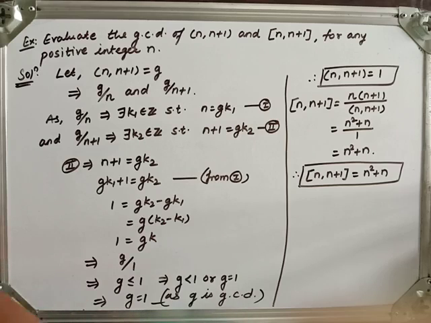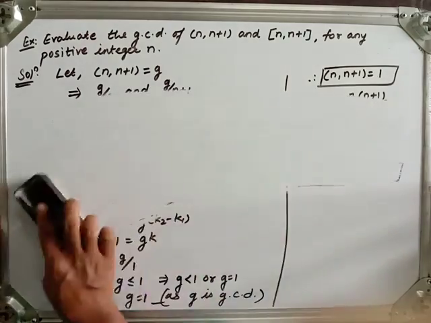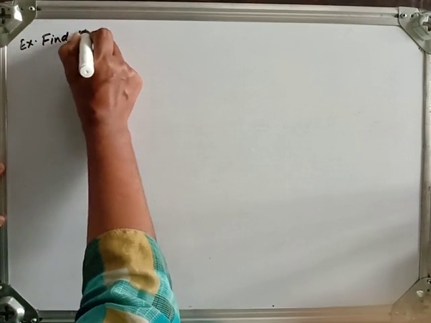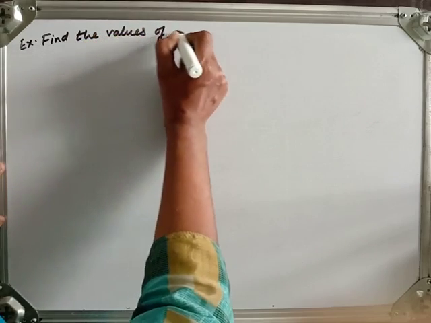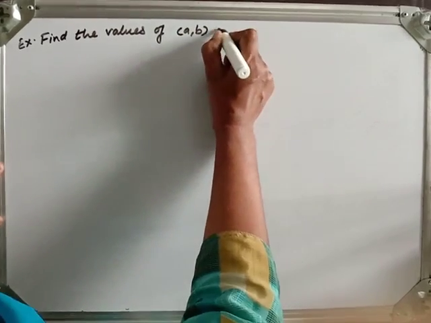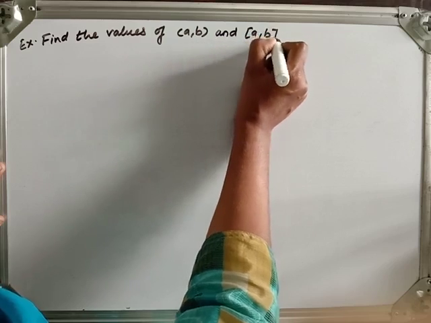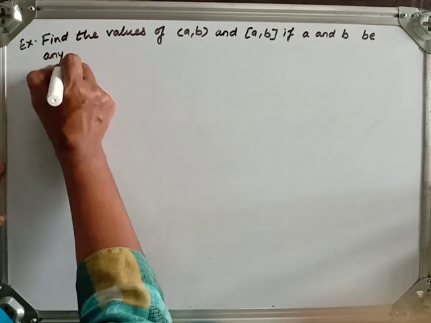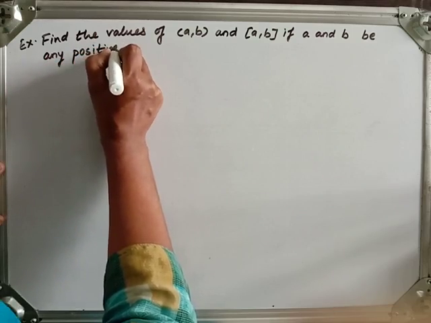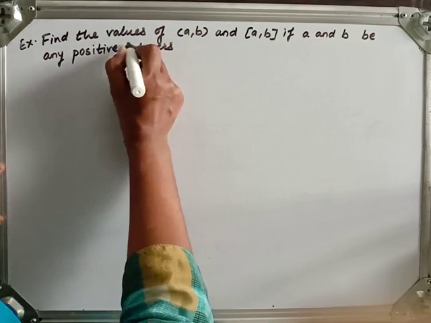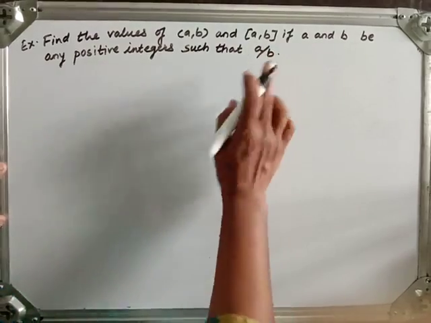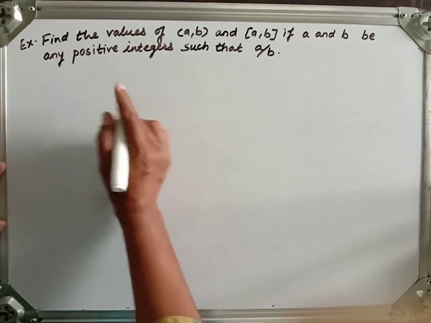Now, let me take the next example. The next example is that find the values of GCD of A and B and LCM of A and B, if A and B be any positive integers such that A divides B. A is a divisor of B. That time what are the GCD and what are the LCM of A and B? That one we have to determine.